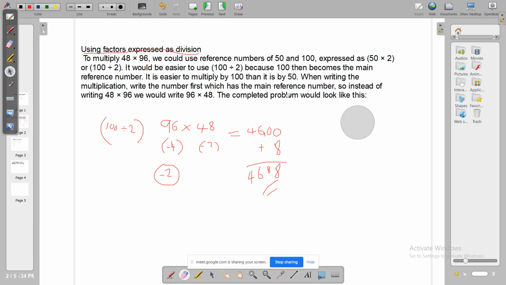Now, the question that we have been given, someone should read here for me. Using a factor expressed as a division. Someone should read that. Okay, read.